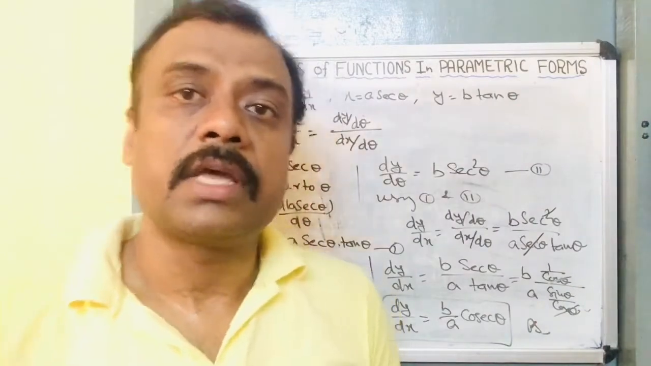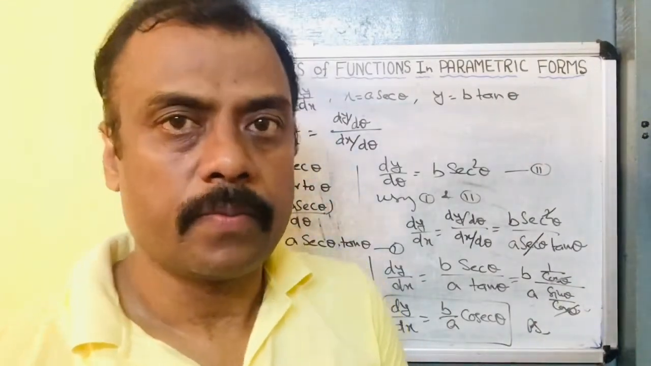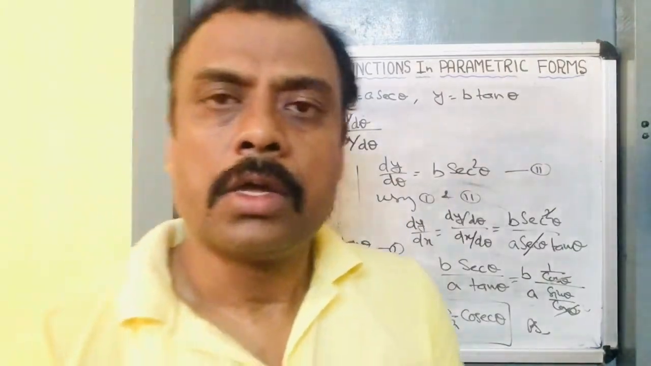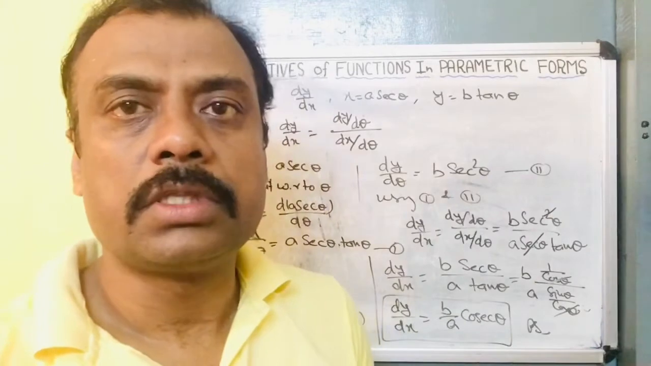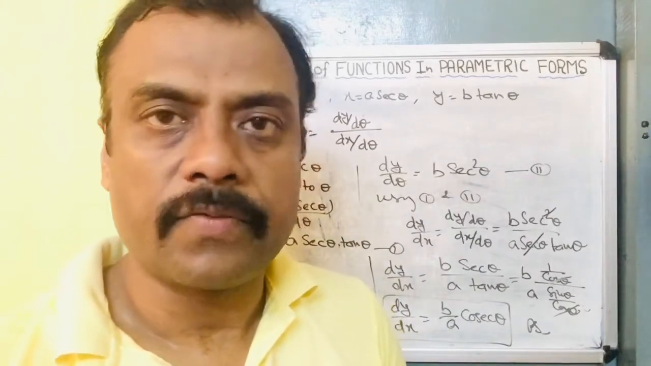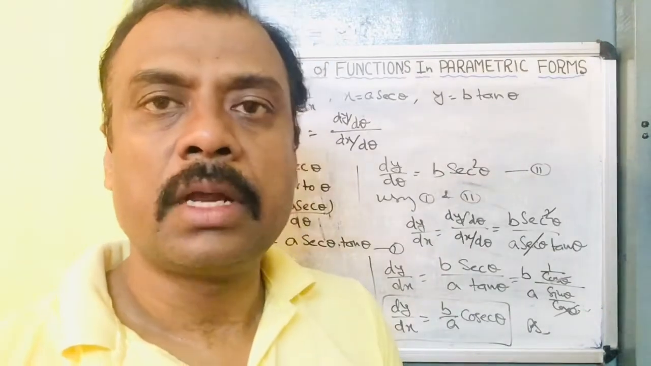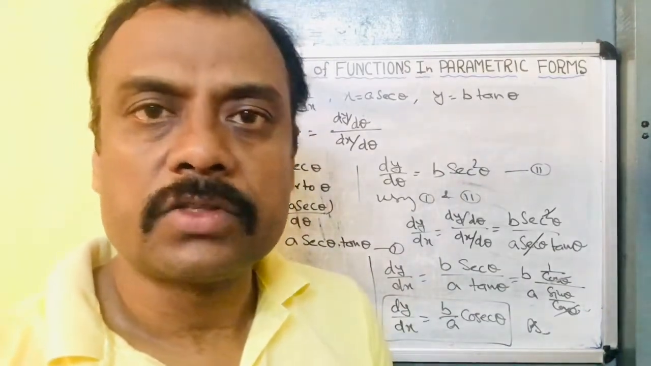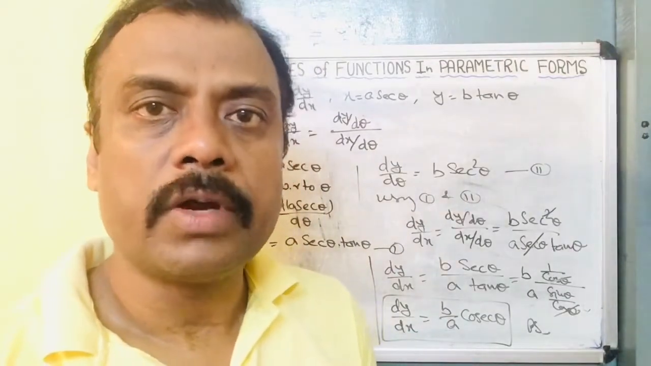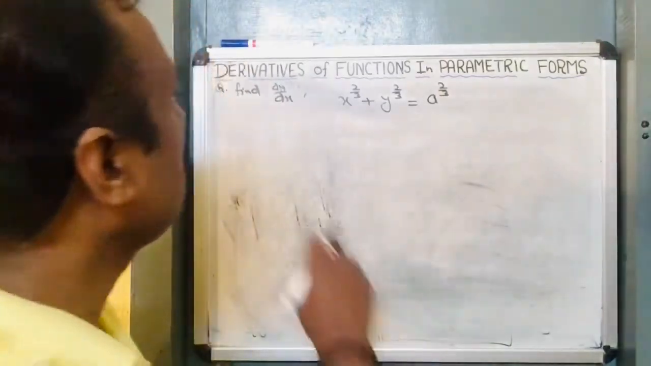Okay, let us have one more example which is not in the form of parametric, but in this example we will use the way of parametric form. We will assume a parameter and change the given equation and then we will solve it. Let us see how it becomes easy. Let us have an example.